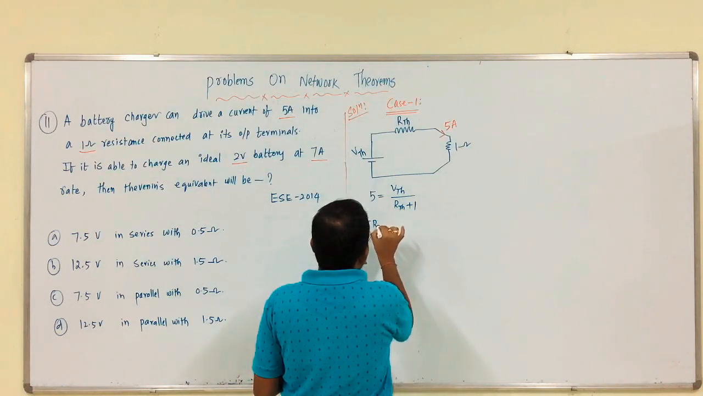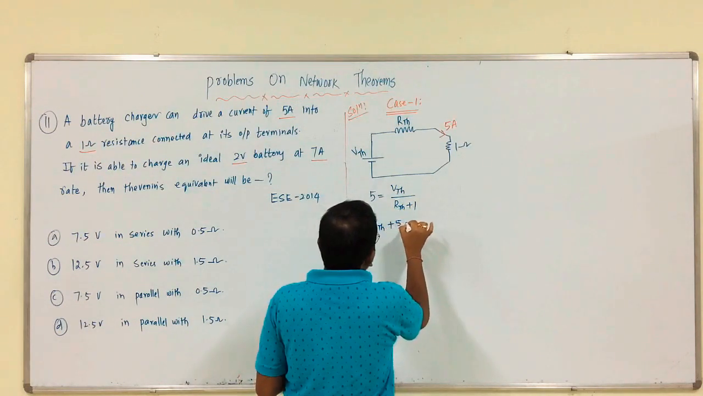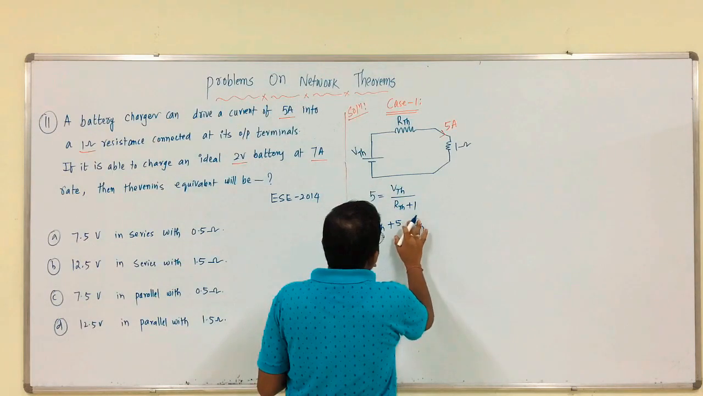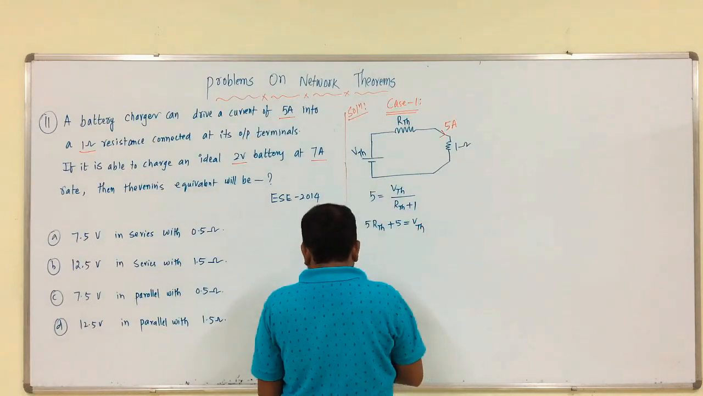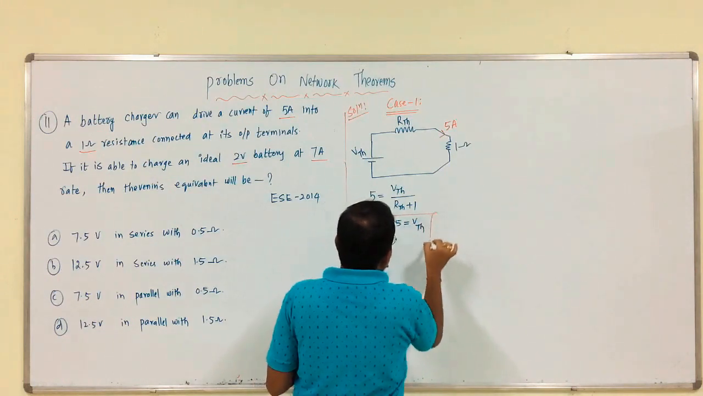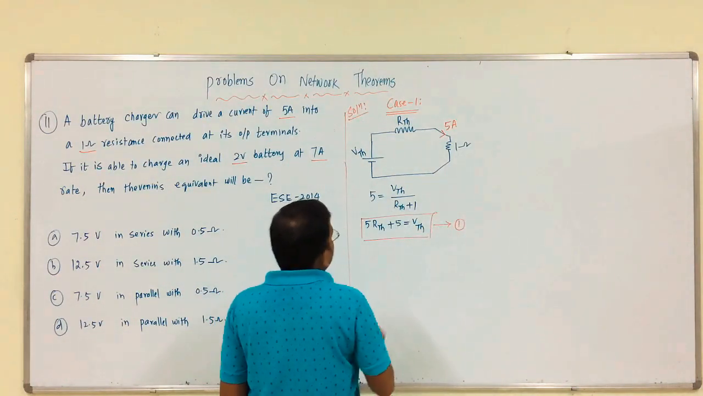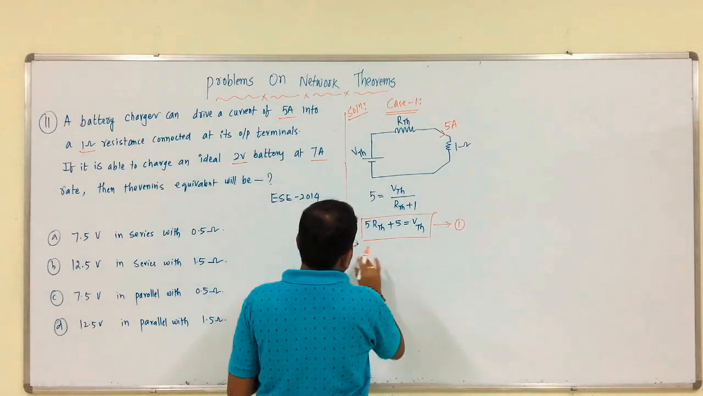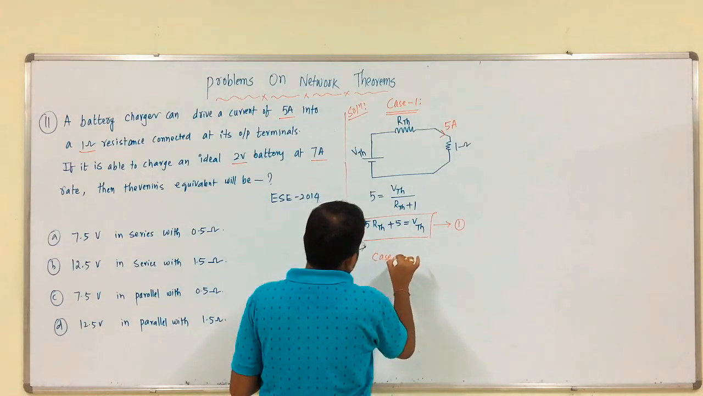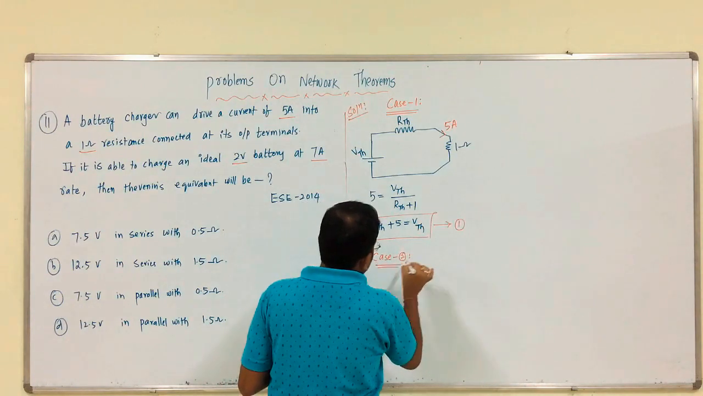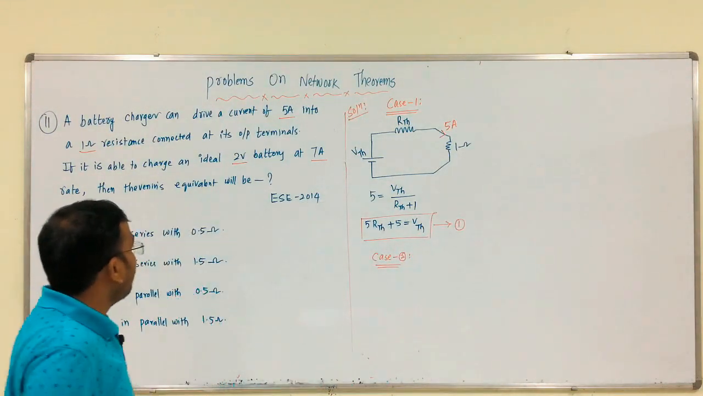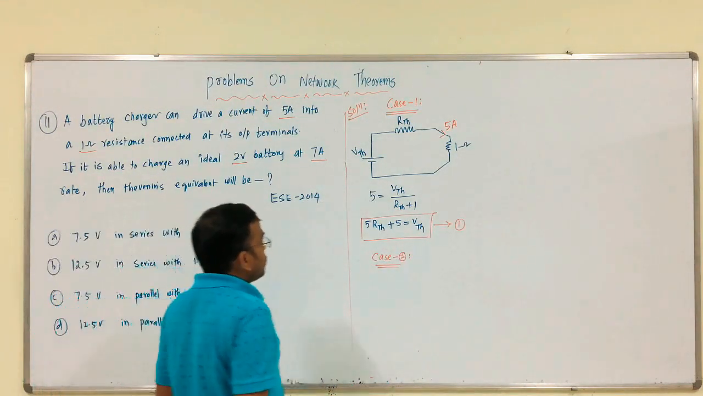So, 5 RTH plus 5 is equal to VTH. This is from case 1, right? This is equation 1. Like that, case 2, right? Case 1 is completed. From that we have 5 RTH plus 5 is equal to VTH.